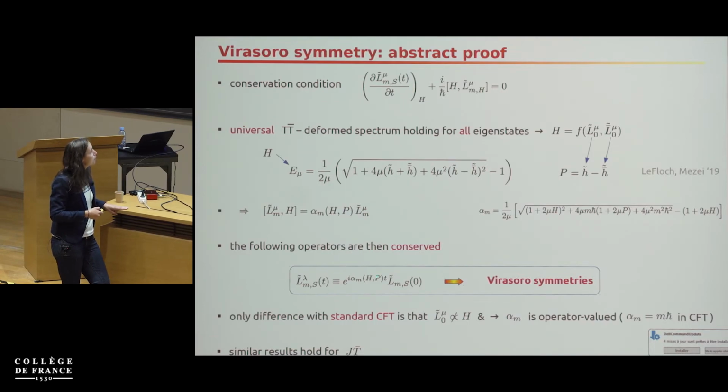This argument is really similar to what one does in standard CFTs. In standard CFTs, the Hamiltonian doesn't commute with the L m's. It's proportional to L m, and you just cook up the time dependence in order to fix the conservation equation. That's the same thing here. The only difference is that whereas in standard CFT the Hamiltonian is proportional to L0 plus L0 bar, here it's some nonlinear function of it, so you actually get this alpha m which is operator dependent. But that's the only difference.